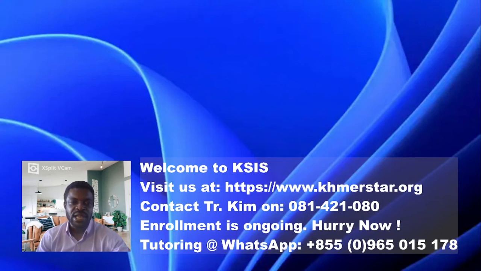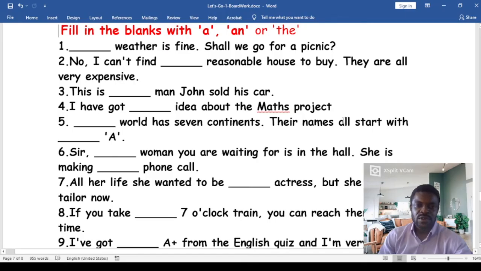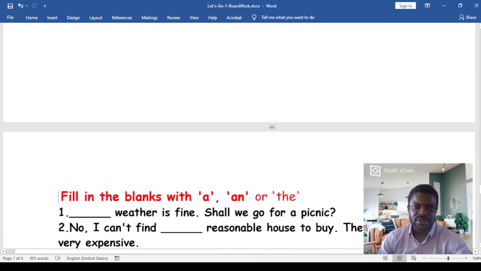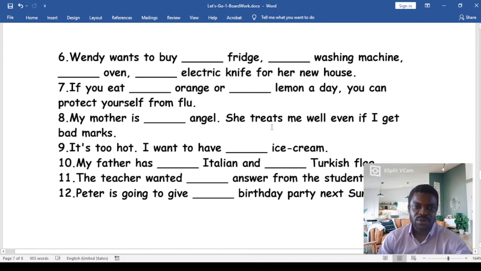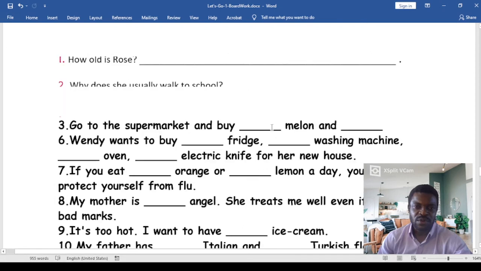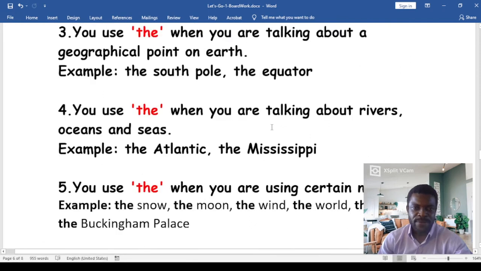I'm going to make it clearer when I go to the workboard section. I'm going to explain in detail what I exactly mean by that. Okay, let's go take a look. Okay, here we are. I've told you about this before. Fill in the blanks with a. No, this is an exercise, the one we did before. Where is it? Yes, this one, you've seen this one before.